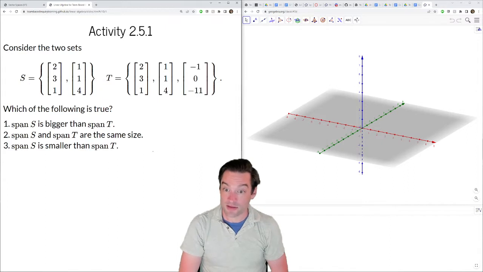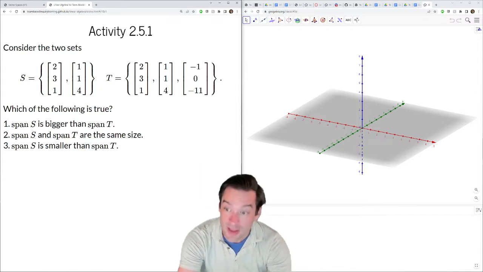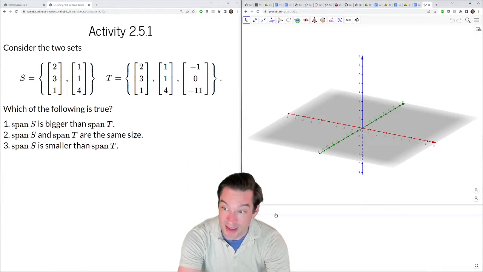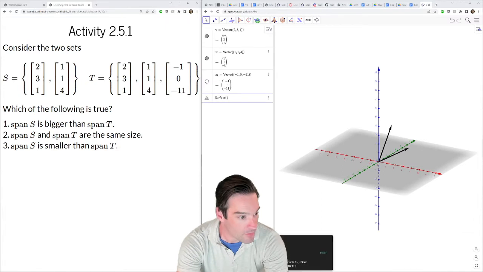And the second set has three vectors in it, two of which are the same as the vectors that are in S. And so the question is, if I take the spans of these sets of vectors, is one of them going to be bigger than the other, or are they the same size? That's the main question that we want to investigate.